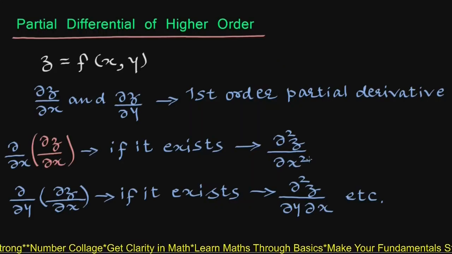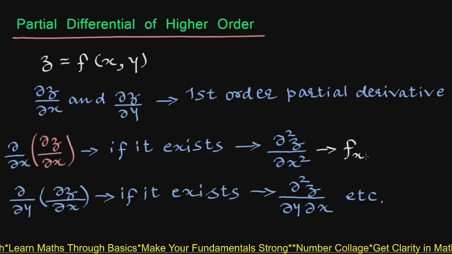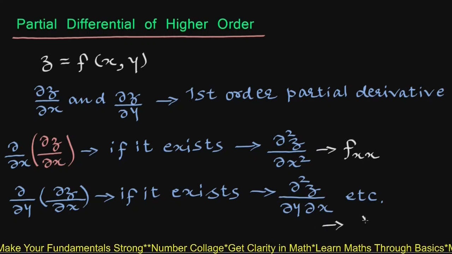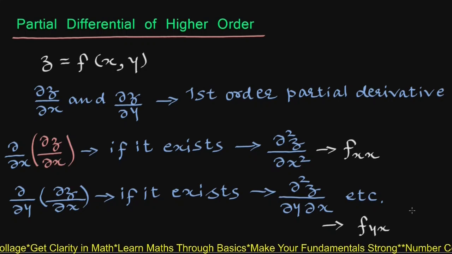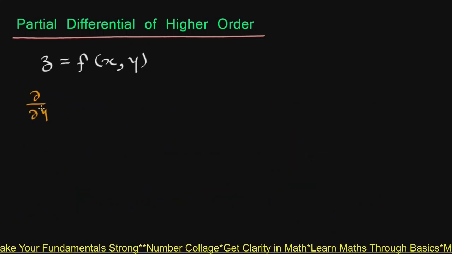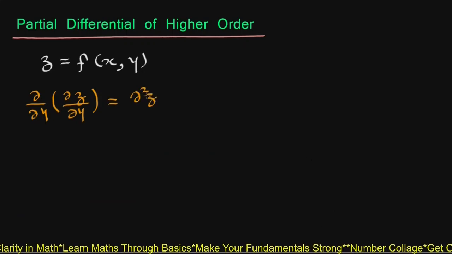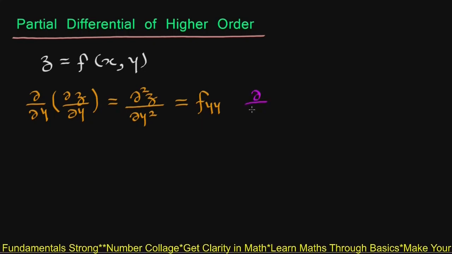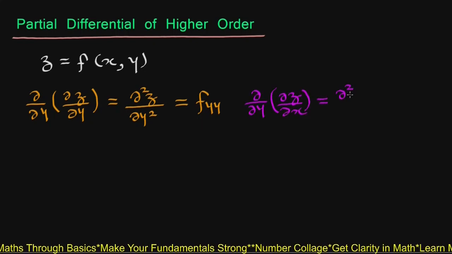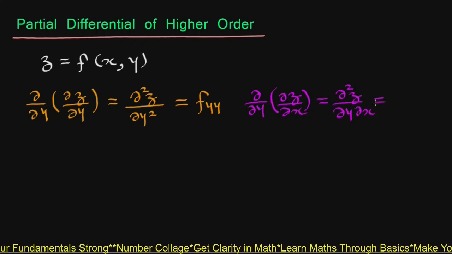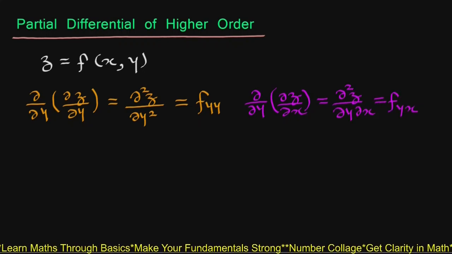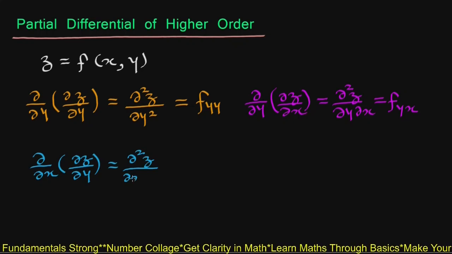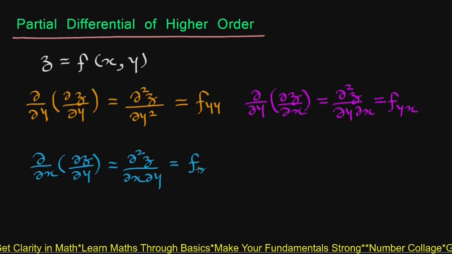∂²z/∂x² is also written as fxx, and this ∂²z/∂y∂x is also written as fyx. Similarly, ∂/∂y of ∂z/∂y will be ∂²z/∂y², which is also fyy. ∂/∂y of ∂z/∂x will be ∂²z/∂y∂x, or simply fyx. Further, ∂/∂x of ∂z/∂y will be ∂²z/∂x∂y, or simply fxy.